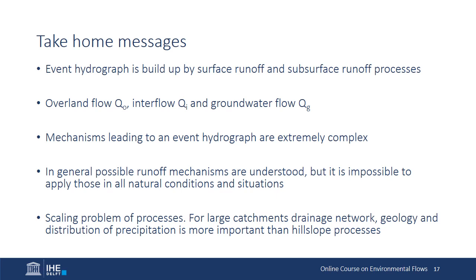Mechanisms leading to an event hydrograph are extremely complex. In general, possible runoff mechanisms are understood, but it's impossible to generalize and apply all these processes to all natural conditions and all given situations. Scaling problems of the processes occur as well. For example, for large catchments, the drainage network, the underlying geology, and the distribution of precipitation in the basin is more important than the hill slope processes which we have discussed in the slides before.